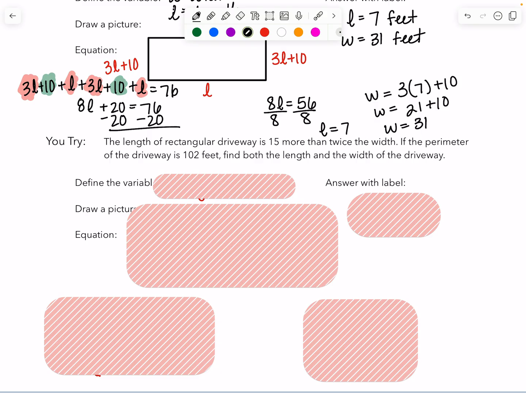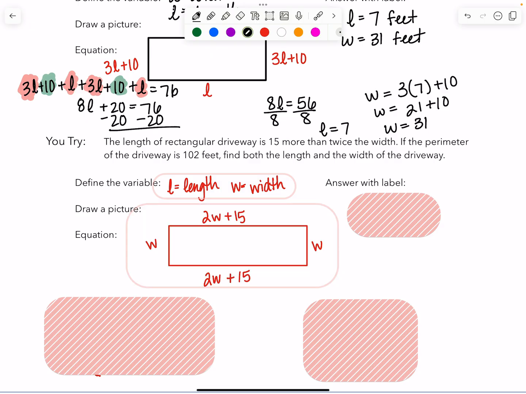All right, so for the on your own, the length of the rectangle driveway is 15 more than twice the width. If the perimeter of the driveway is 102 feet, find both the length and the width of the driveway. Okay, so defining our variables. First step, L equals length, W equals width. The next step we need to do is to draw our picture. Okay, so we have a rectangle. Width is represented by W. Length is represented by 2W plus 15.